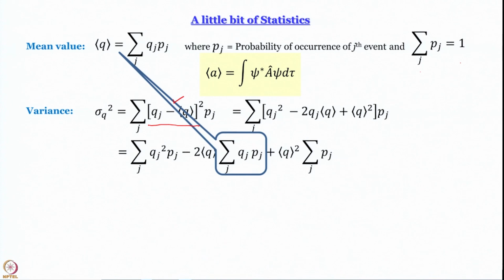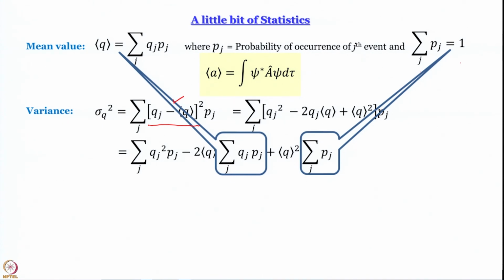Now see, we can simplify this without much of a hassle, because we have defined already that sum over j Qj Pj is equal to the mean value of Q. So, the second term immediately becomes minus 2 mean value of Q multiplied by mean value of Q, or in other words minus 2 into square of the mean value of Q. What about the third term? Sum over j Pj equal to 1. So, the third term reduces to square of mean value of Q.